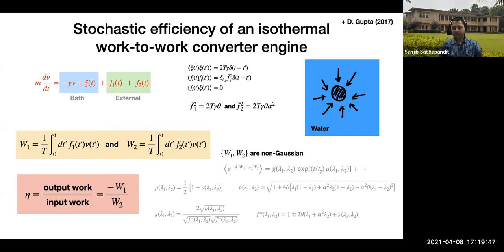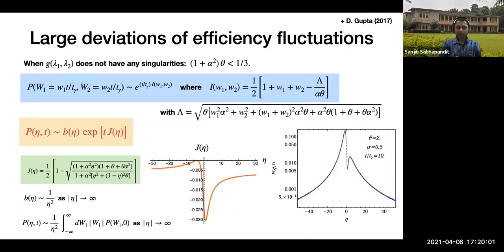In this case, you can again find G of lambda and mu of lambda exactly. G of lambda turns out to be quite complicated in this case, because it's in the lambda 1, lambda 2 plane. You can find this generating function, and also the joint large deviation function, given by this. This is the case where this doesn't have any singularities in this region, so you can find the large deviation form exactly.